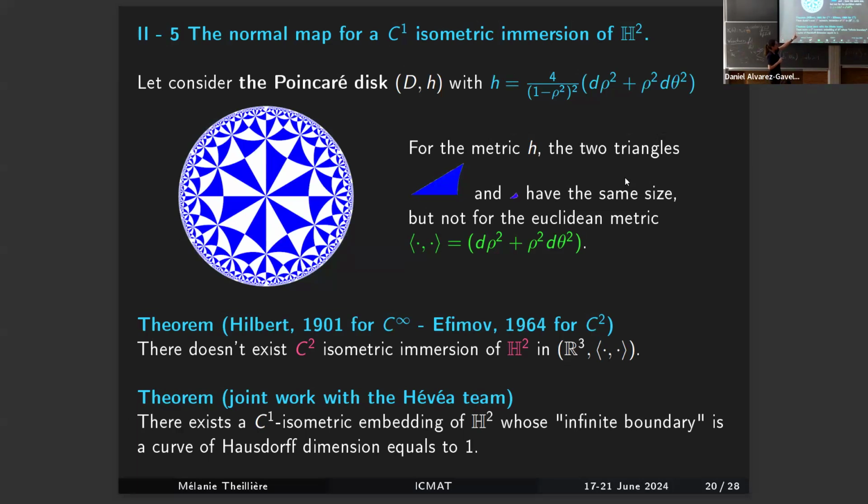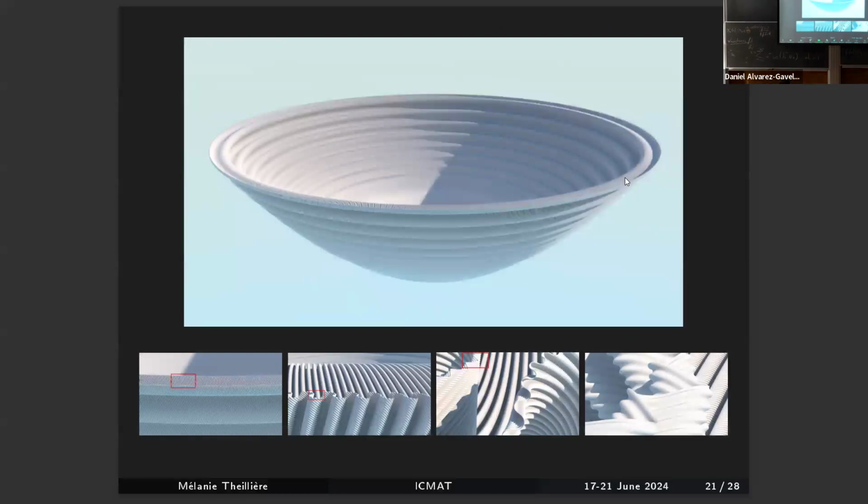And we did an explicit construction in a joint work with the EVA team, so that we build such an embedding with a property on the infinite boundary, where the curve on the infinite border of the disk is of dimension equal to 1. And this explicit construction looks like this.